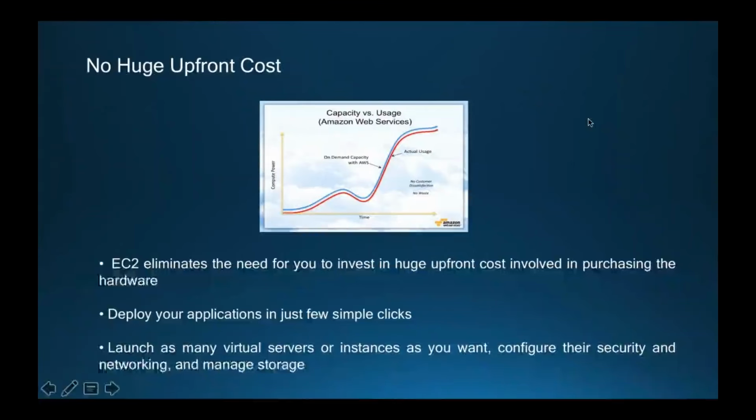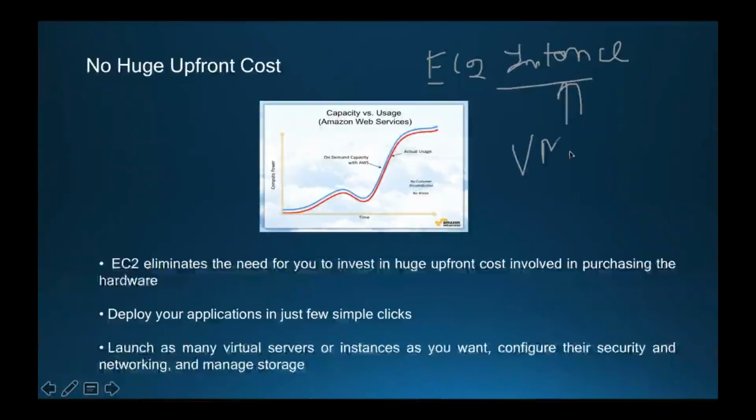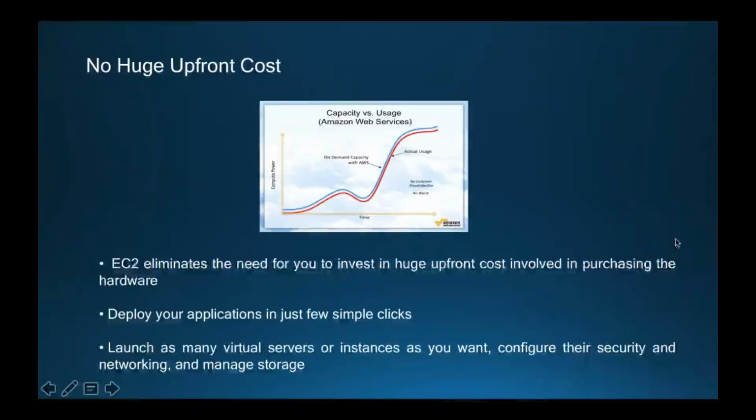Now I'll just make you familiar with some of the terminologies. You can write it down. Whether I say EC2 instance or instance, it means a virtual machine running in the AWS cloud, or VM. An EC2 instance or an instance means that I'm referring to a virtual machine running in the AWS cloud. Plain and simple. Right? Any questions, any doubts till now regarding this concept? Please feel free to ask.